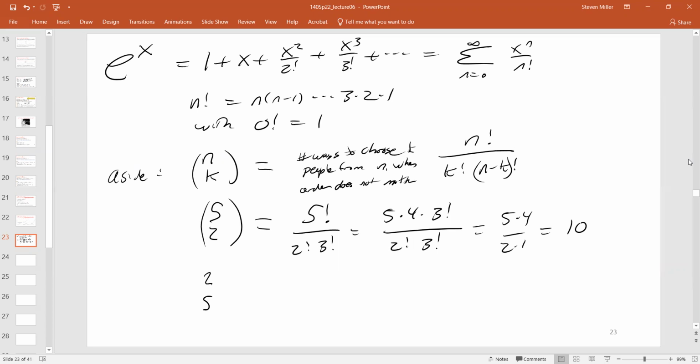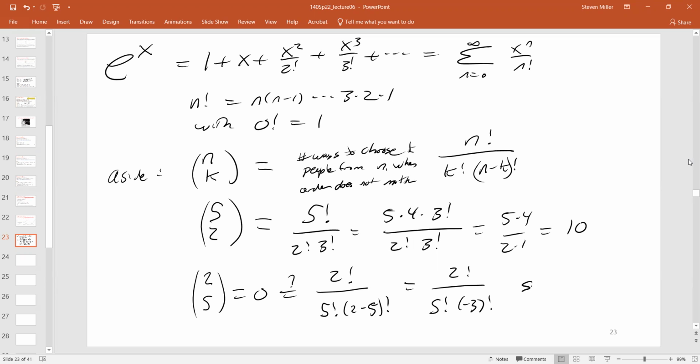How about this? How many ways are there to choose 5 people from 2? What do you think the answer should be? None. So the answer should be 0, right? Let's think, what would 2 choose 5 be? It'd be 2 factorial over 5 factorial times 2 minus 5 factorial. So this is 2 factorial over 5 factorial times negative 3 factorial. So negative 3 factorial is what? What's the only way that this could be 0? What should negative 3 factorial equal?